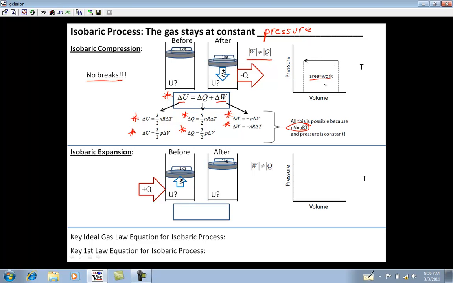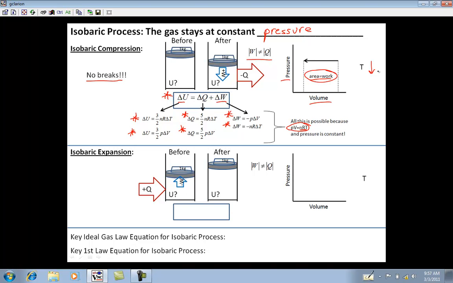This area is called the work. And on your web assignment today, you're going to need to calculate that. So the area under the pressure volume graph is always equal to the work. In this situation, you should know that the temperature actually goes down in the isobaric situation. So no breaks there.